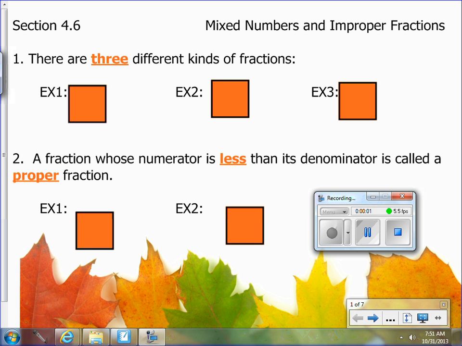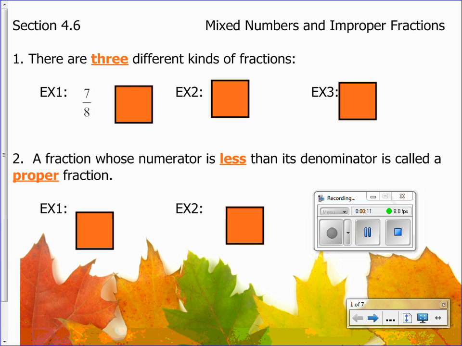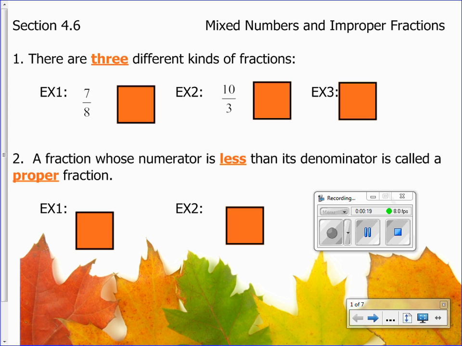So in today's section at 4.6, we're going to discuss mixed numbers and improper fractions. In your first example, there are three different kinds of fractions. You can have an example 1, 7/8, example 2, 10/3, and example 3, 2 1/2.